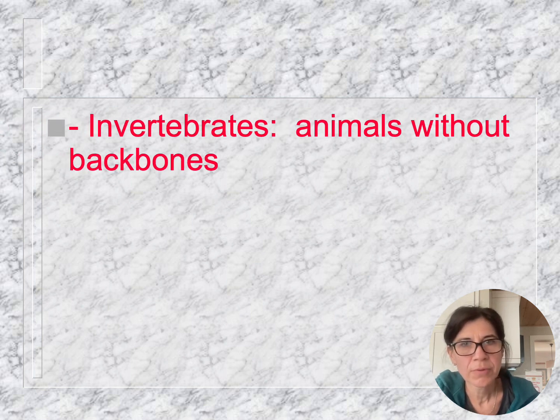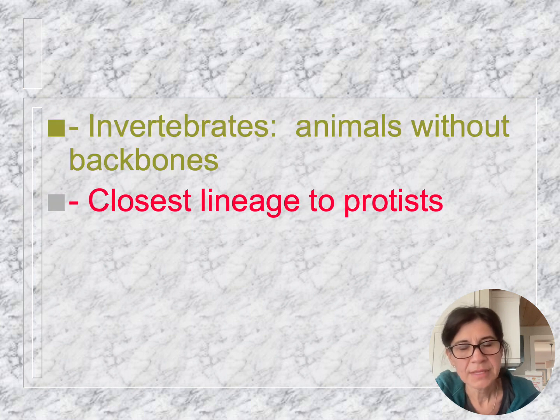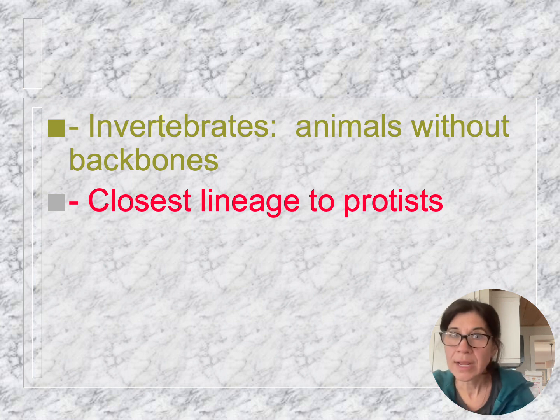All right, students, now that we discussed some of the body plan and developmental traits that are found in animals, we're going to go through many invertebrates. So we're starting with invertebrates, which are animals without backbones. And this is the closest lineage to protists. So these are more ancient than when we talk about vertebrates like us that have a backbone. That's a more recent derived trait.